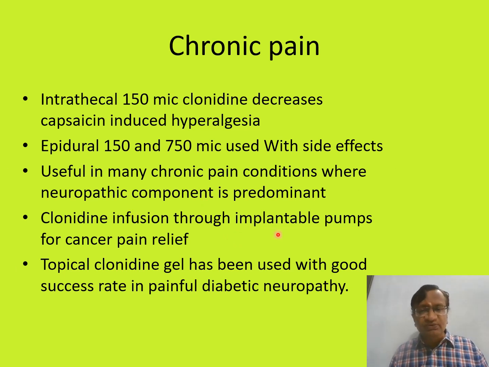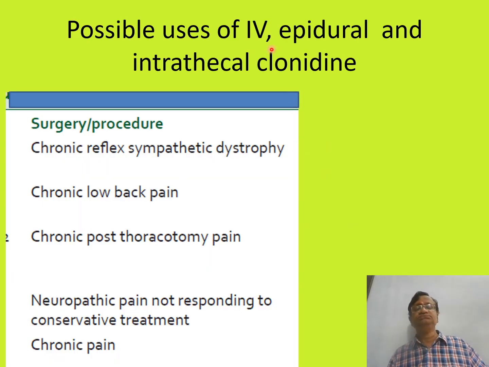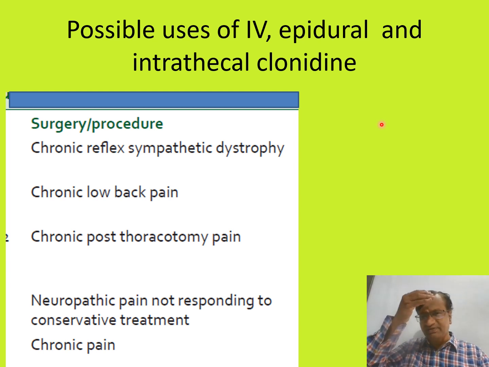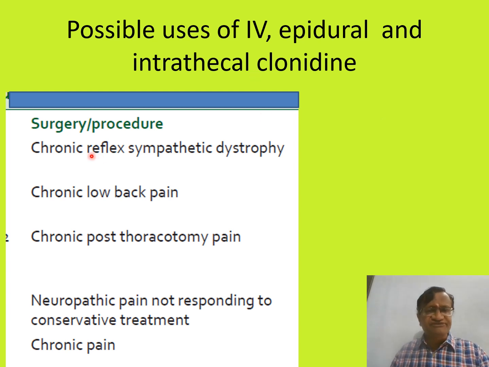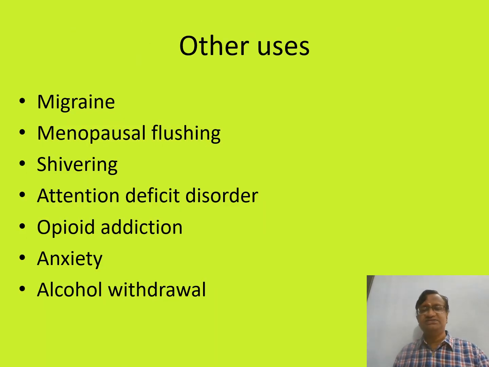Clonidine infusion through implantable pumps. Topical clonidine gel. Diabetic neuropathy. So this is about neuropathic pain. There are a lot of indications we can see from the beginning. Possible uses in chronic low back pain, thoracotomy pain, neuropathic pain. Still lacks good clinical trials. So there are a lot of other uses. We can use it in migraine, menopausal flushing, shivering, opioid addiction, anxiety, alcohol withdrawal.